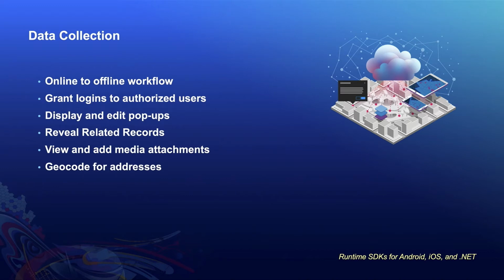The application also demonstrates how to grant logins to authorized users. It allows you to interrogate your map, finding and displaying your features as pop-ups with additional UIs that allow you to edit those pop-ups. Those UIs are enhanced even further by revealing related records, allowing you to edit those related records as well. And those UIs additionally allow you to view and add media attachments. The application also demonstrates a workflow using a locator task to reverse geocode for an address.